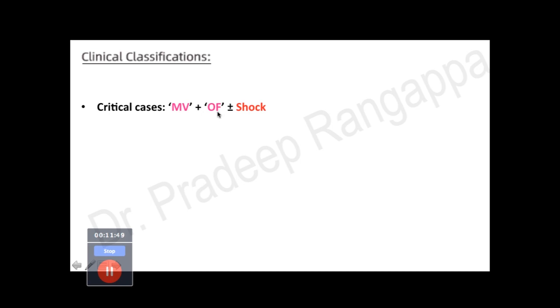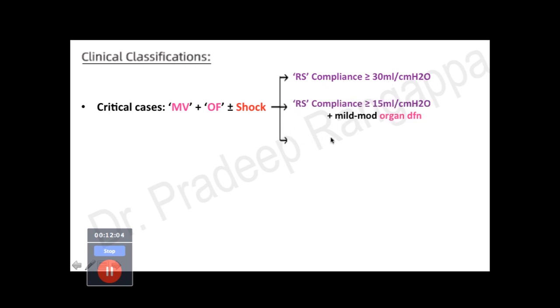In addition to this, the Chinese document defines, once they're mechanically ventilated, three groups of these critical cases. The first group is where your respiratory system compliance is more than 30 ml per centimeter water. Then you have moderate critical cases, if I have to call it that, where respiratory system compliance is more than or equal to 15 ml with mild to moderate organ dysfunction. And the severe critical case is where your compliance is less than or equal to 15 ml per centimeter with multi-organ failure. So this is the Chinese way of stratifying the critical cases.